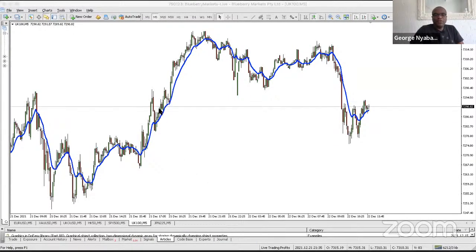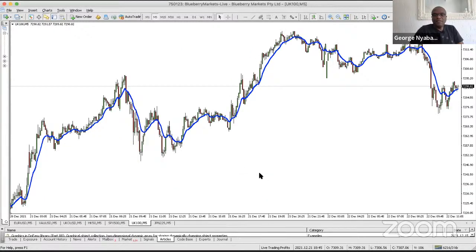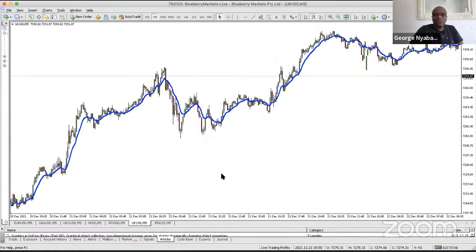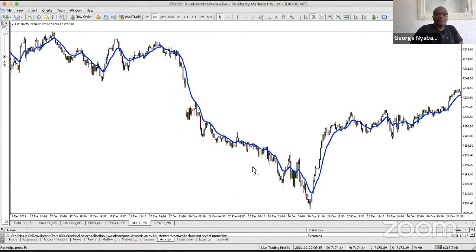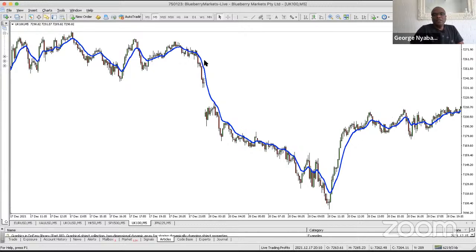UK 100, which is that derivative or close approximation of FTSE 100. Point is, you're waiting to see there's a breakout. When you see the breakout, then you want to look to jump into the trades.